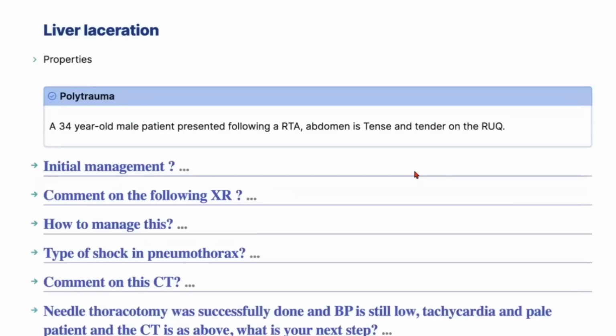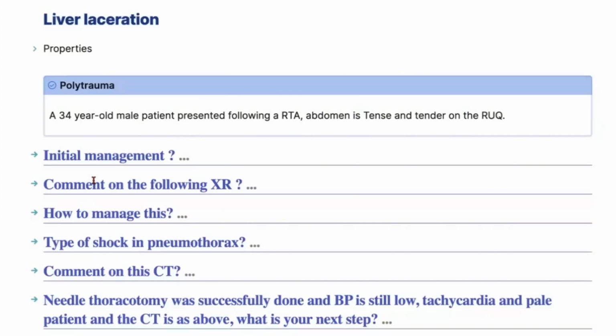You have a 34-year-old male patient who presented following a road traffic accident. Abdomen is tense and tender in the right upper quadrant. What is your initial management? So, your main focus in the initial management? Circulation. I'd say you need to manage this patient according to ATLS protocol. My main concern here would be that of circulation.